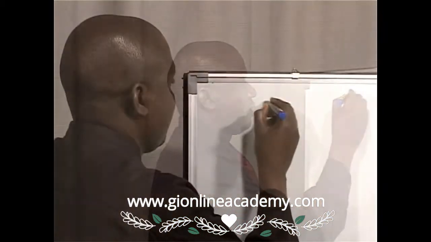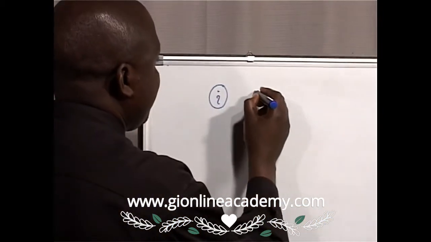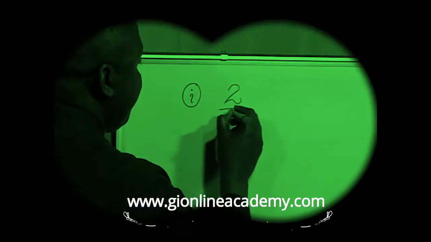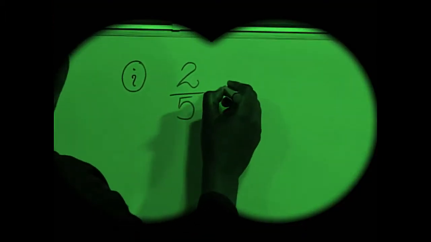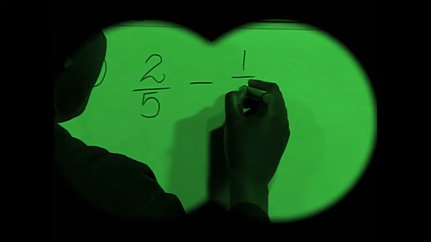Before we go into adding and subtracting of algebraic fractions, let us consider two cases of common fractions so as to refresh our minds. The first one is 2/5 minus 1/3.